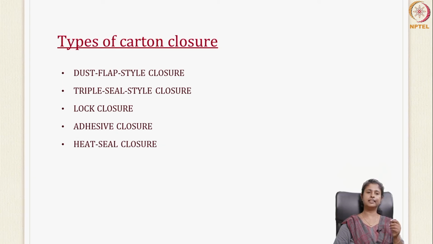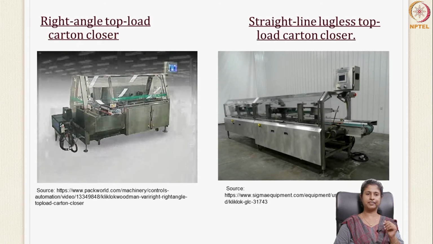I'm just listing here the different types of carton closures. You've got the dust flap style closure, triple seal style closure, lock closure, adhesive closure and heat seal closure. Hope you got an idea of some of these closures that we mentioned in the previous slides. These are pictures of some carton closers. This is a right angle top load, the first one. And the second one is a straight line lugless top load carton closer.